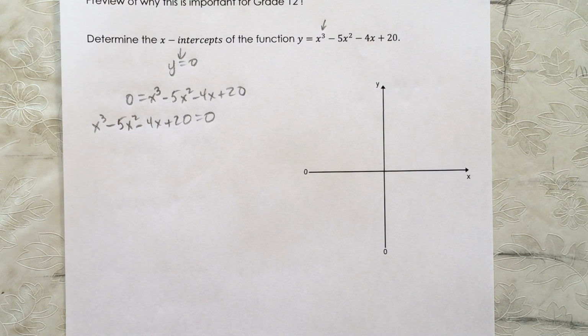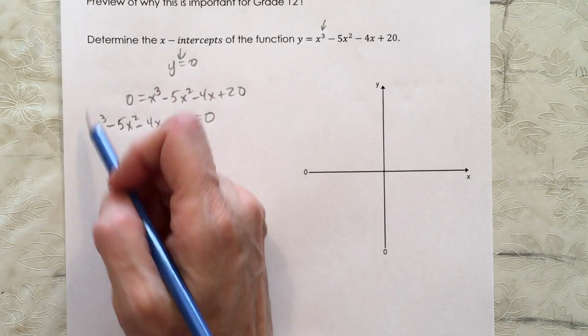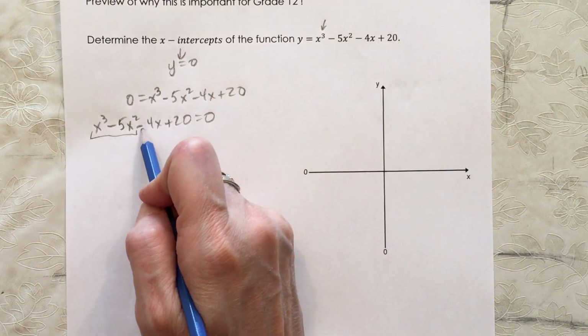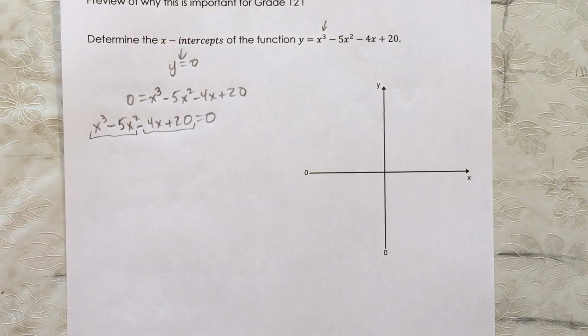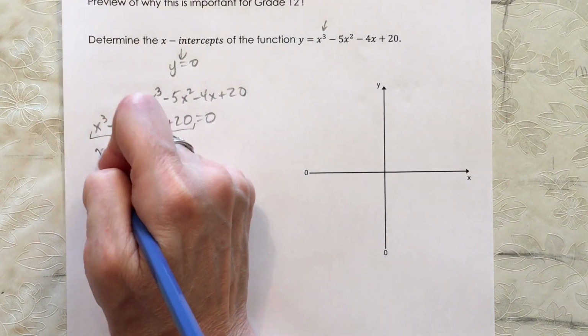So you look at your factoring flowchart. Is there a common factor amongst all 4 terms? No. There's 4 terms, so you must be able to factor by grouping if this is factorable. So let's see if we can factor by grouping. So what's in common with the first 2 terms? X squared.